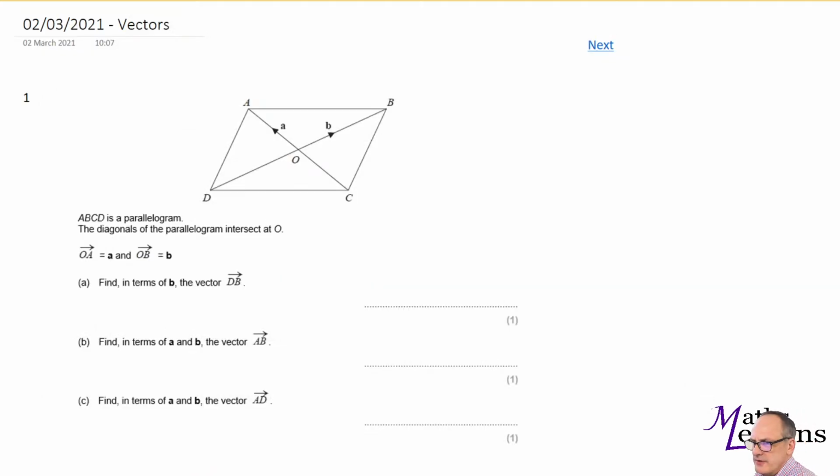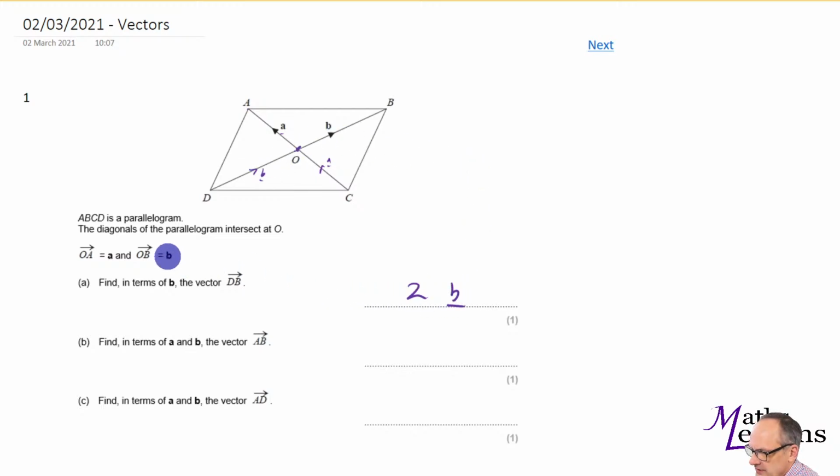Right, so if you're a little bit rusty on vectors questions, the key thing to doing these questions is to find pathways around using what you are given. So OA is defined as A, and OB is defined as B. We also know it's a parallelogram, so this is the center, and the diagonals intersect and cut each other in half. So this will also be B this way, and this will also be A that way. So to find in terms of B the vector DB, we want to go from D to B, we can see we need 2B.